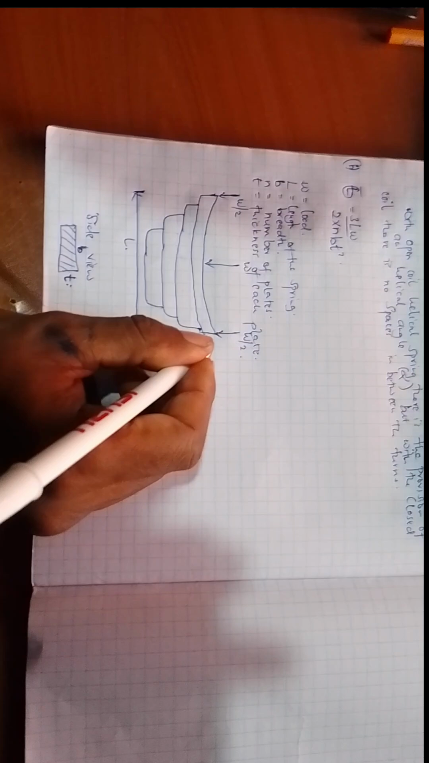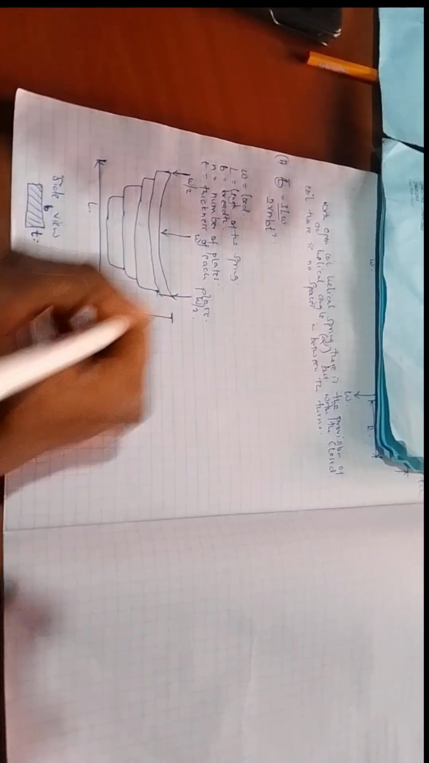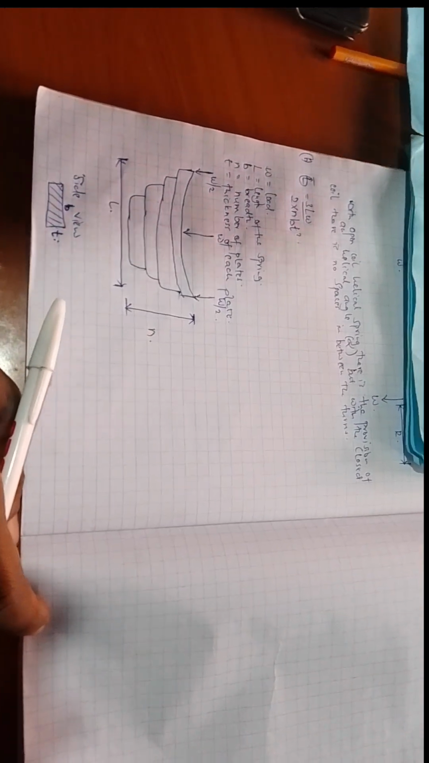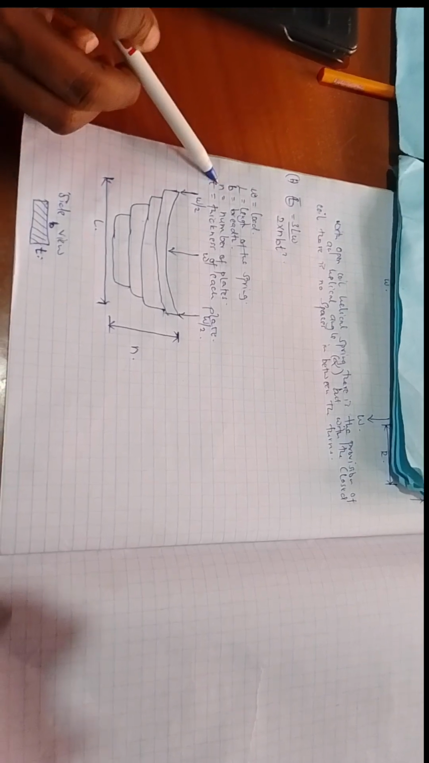Then from here to here, we have N, the number of plates. So I've shown you everything. We have shown you the W, the L, the B, the T and the N in my drawings. So the next thing now is to derive.